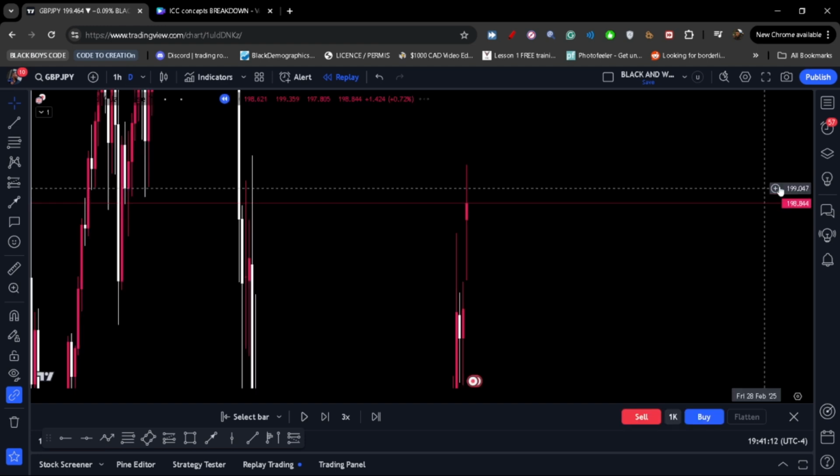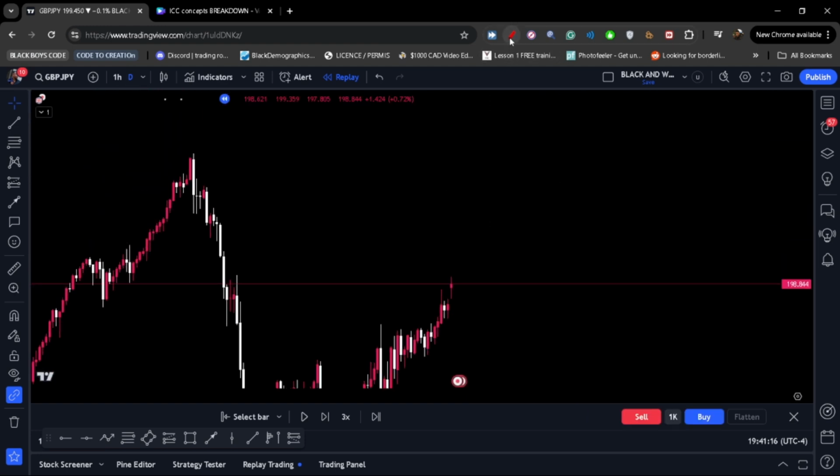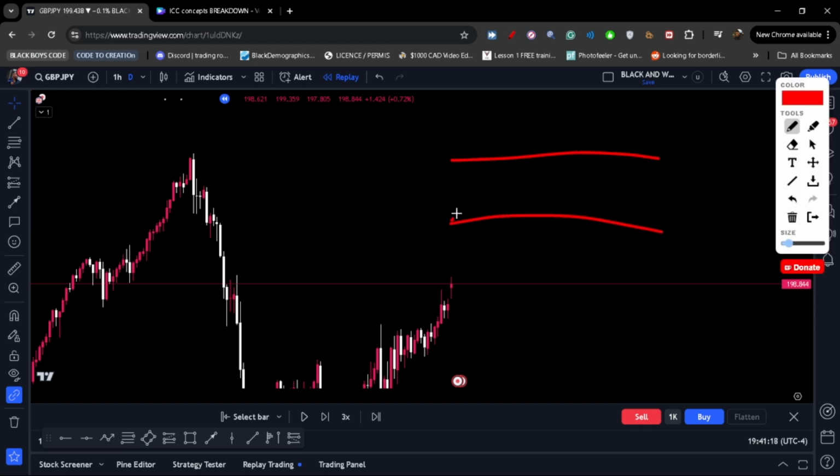Now to start off, I always start from the daily time frame to mark my area of interest. My area of interest just means places where price has shown a clear break and retest zones, something like this. That's basically what the area of interest is.